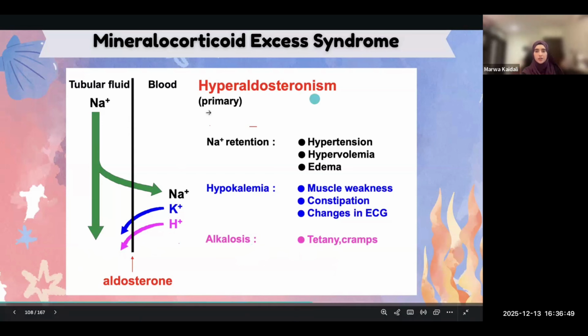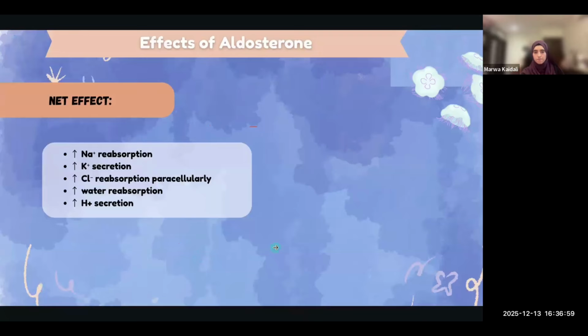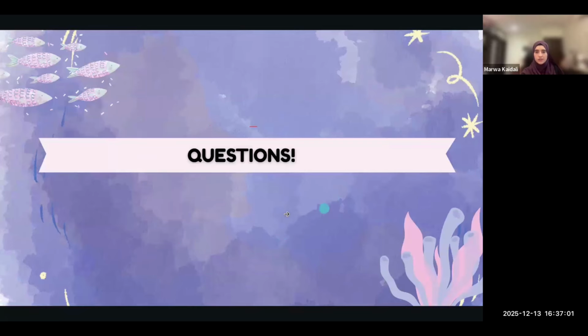These are the effects of hyperaldosteronism, because you're taking in more sodium, you're secreting more potassium, and you're in a state of alkalosis because you are secreting more H+. Does anyone have any questions before we move on to my questions for the first two lectures? We still have another lecture after that. Is everything clear? Should we move on to the questions?